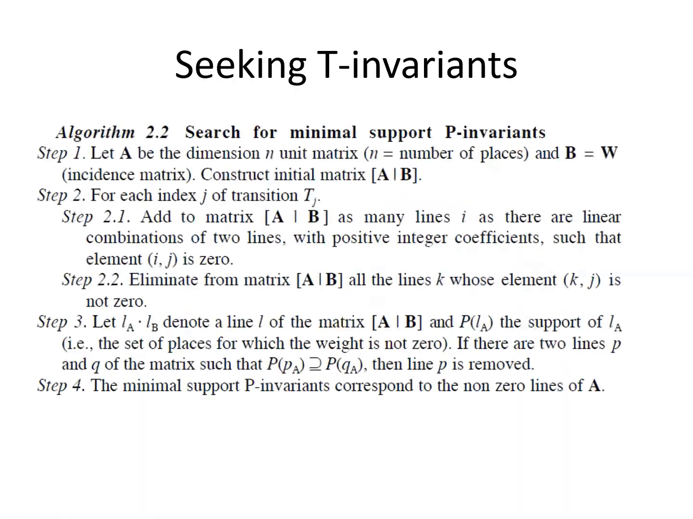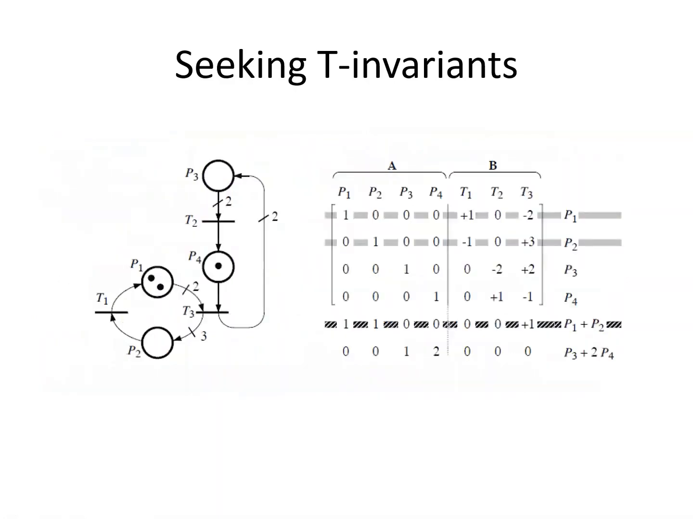Just look at the condition again. Add to matrix AB as many lines as there are linear combinations of 2 lines with positive integer coefficients such that element ij is 0. So for the first column this will be I1. Got the idea? So now you see that here this element is 0, so we can add it, and the remaining coefficients are positive. Similarly, if we add p1 with p3, we cannot add this as a new row. Why? Because we have negative coefficients, -2 is here, and the second condition is also not satisfied since we have 1 here, right?